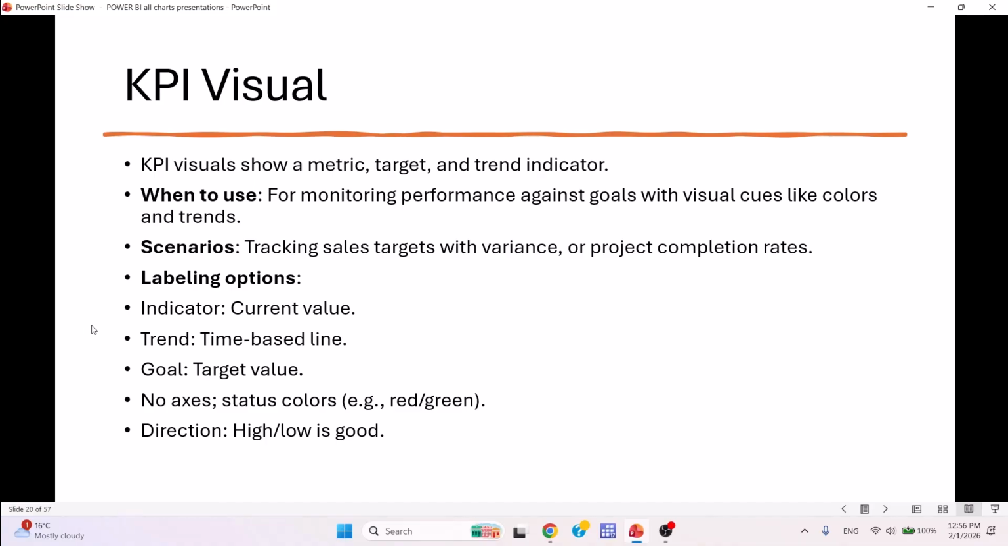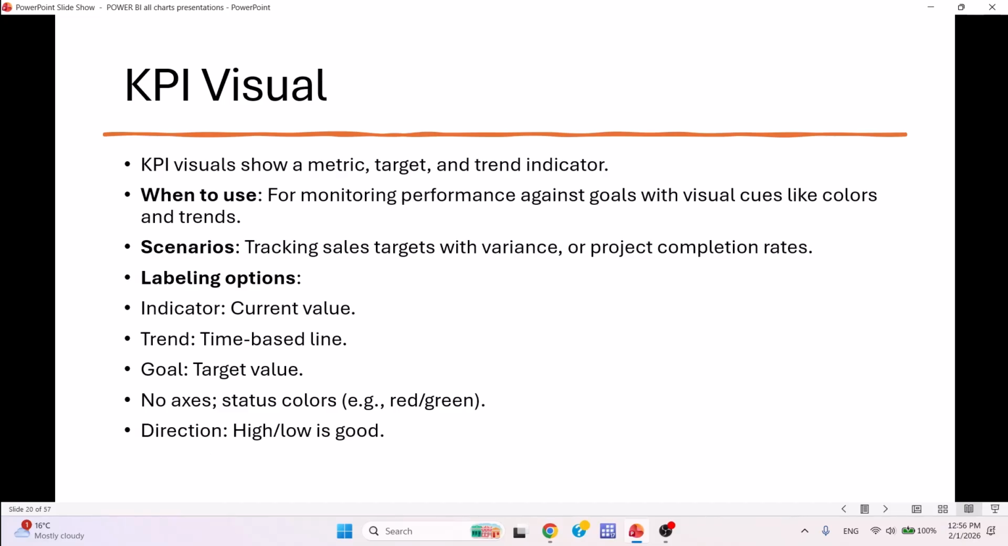So for the labeling, on the indicator you have to show the current value, the trend over time, the baseline, and the goal target value. Axes are not given in KPI, and direction, high or low, is good.